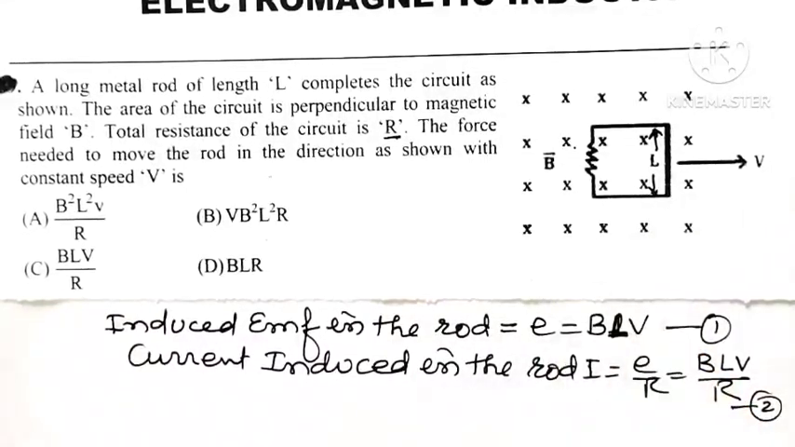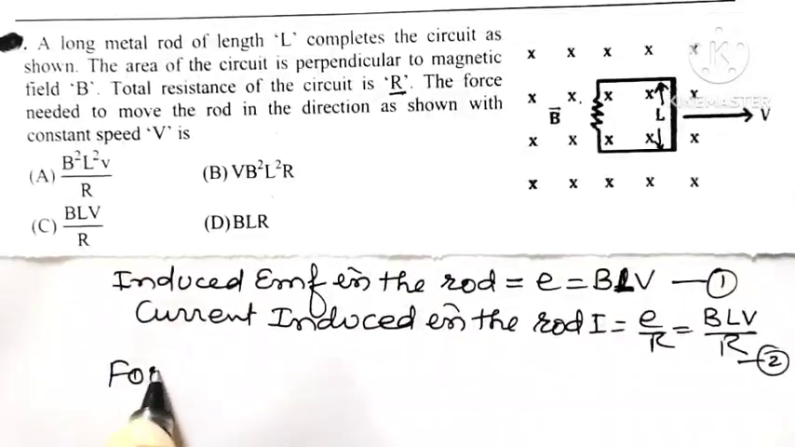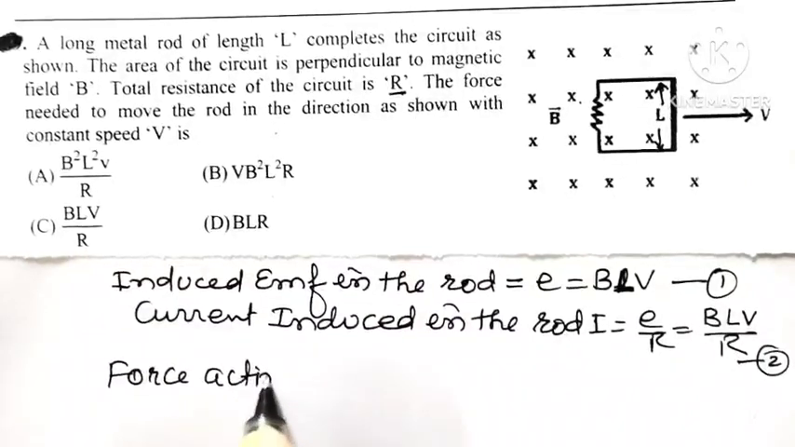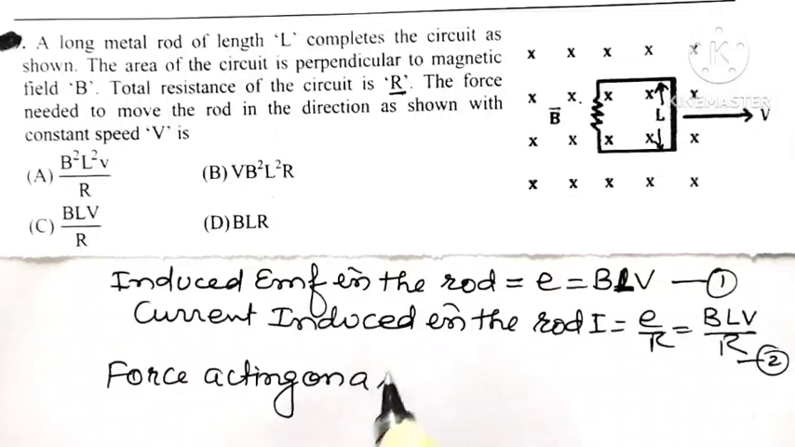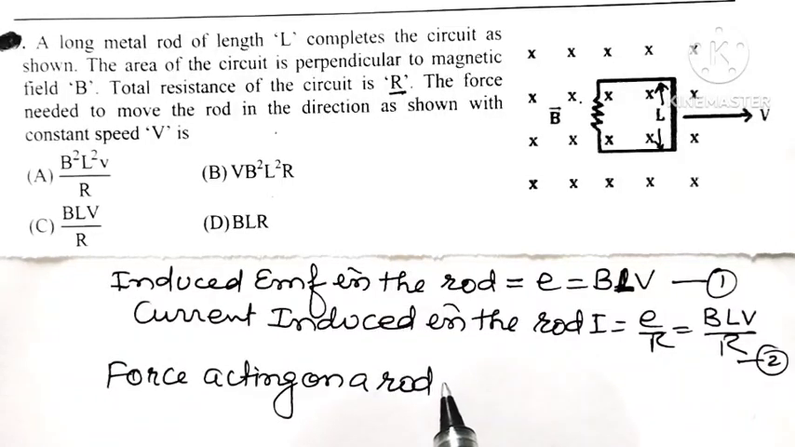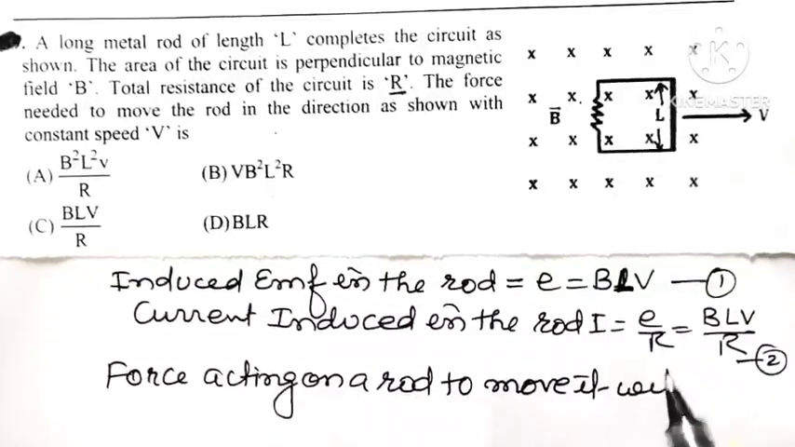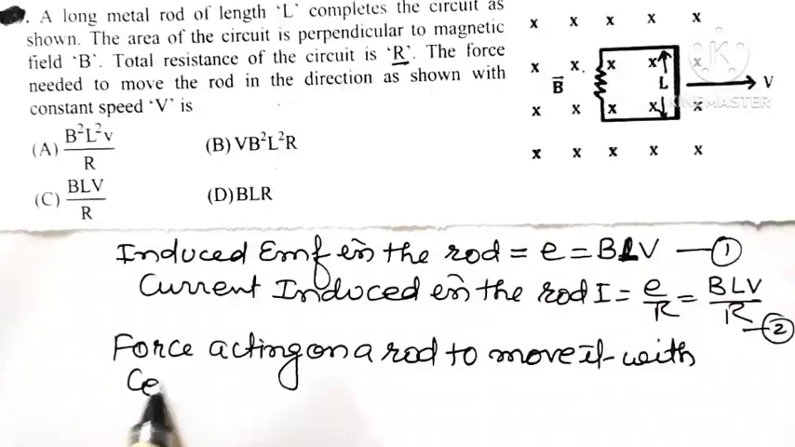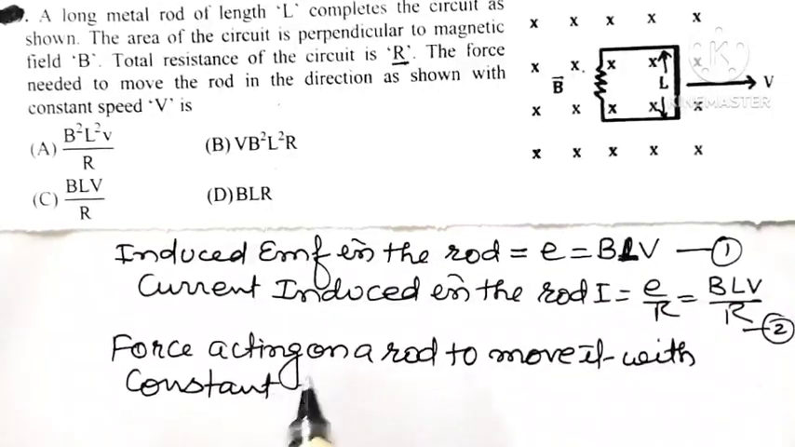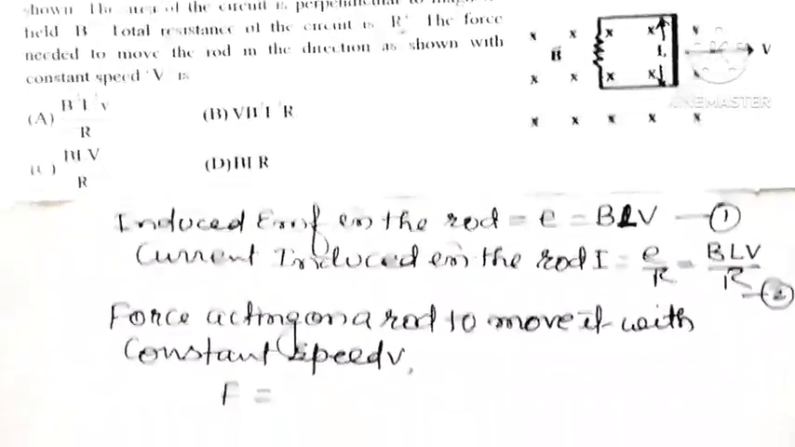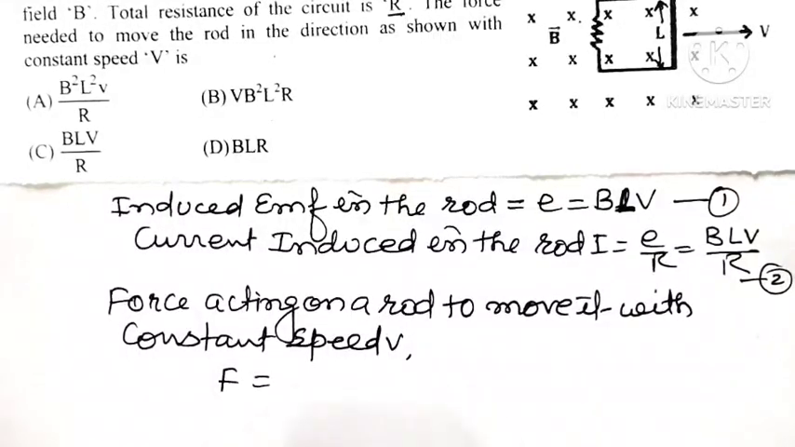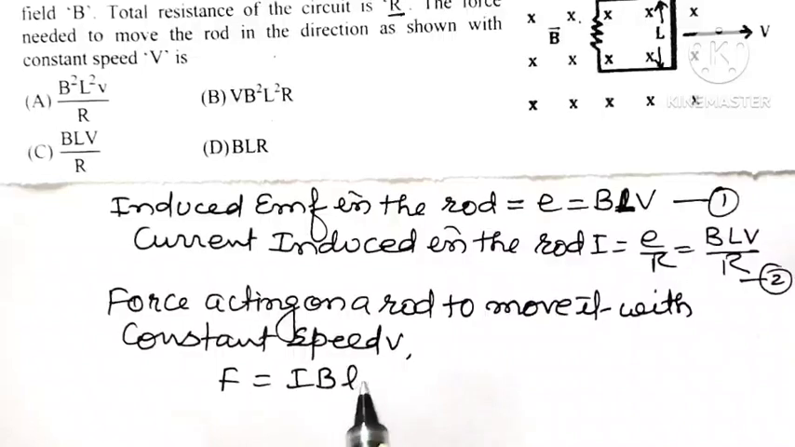Now the force acting on a rod due to the magnetic field, because we want to move the rod with constant speed V. What is that amount of force? That amount of force F is equal to IBL.